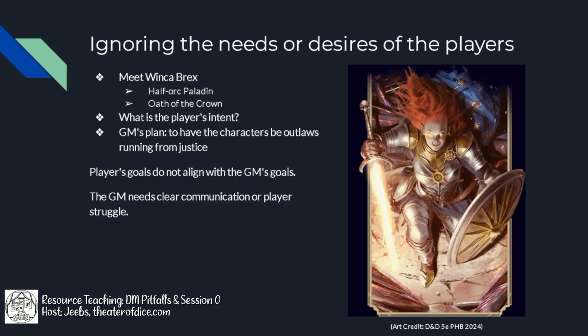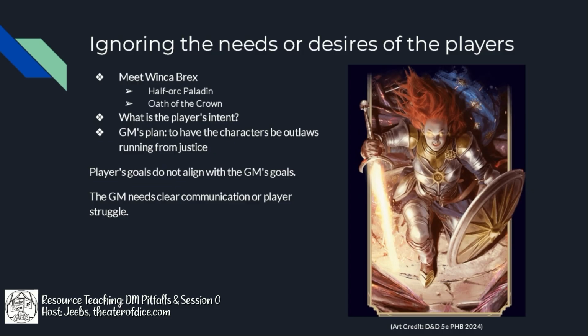It is the GM's job sometimes to try to figure out what a player wants to do with their characters. What is the player's intent? In this example, Winka wants to be someone who follows the law and is a shining beacon of good. Now, the GM's plan is to have the characters act as outlaws running for justice. There's nothing wrong with that plan. It's a fun campaign idea, and I'm planning to run something very similar with Theater of Dice myself.